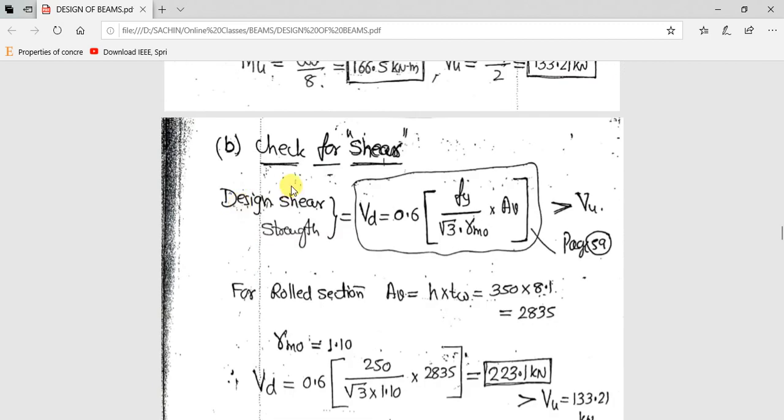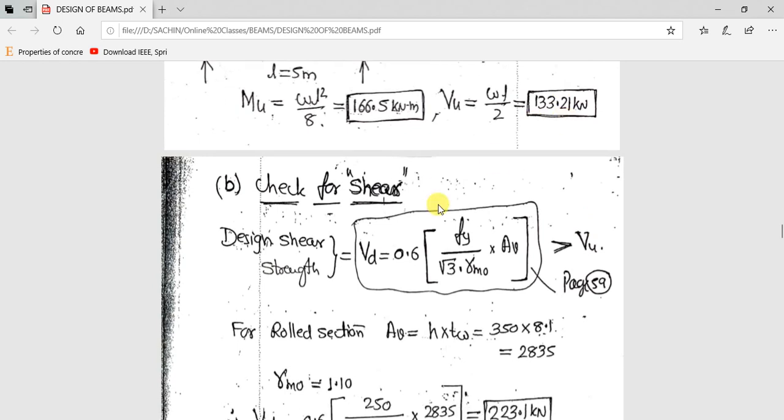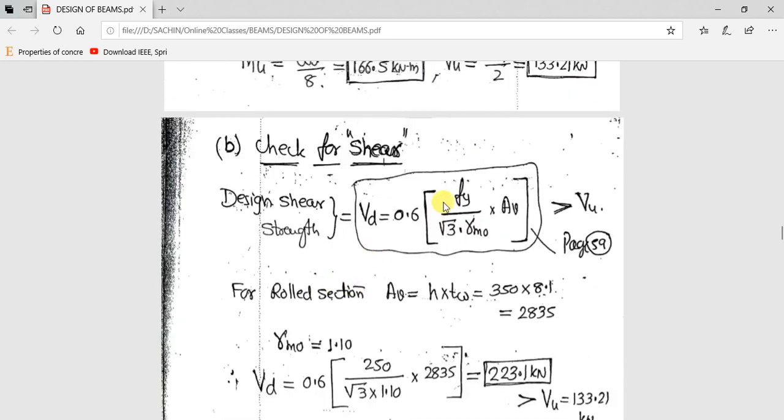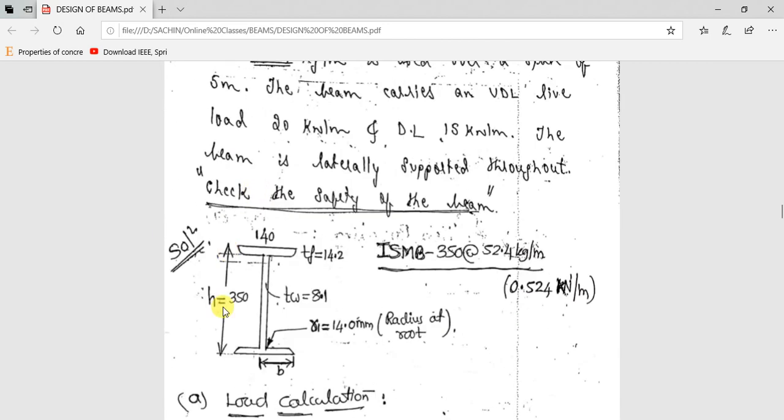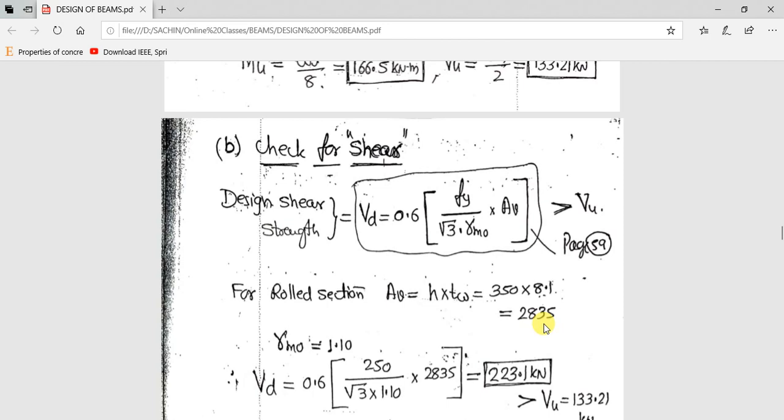So starting with the first check, we will be checking for shear. This formula is given on page 15 of your codebook. The design shear strength should be greater than the shear force acting, that is 133.21. For rolled steel sections, Fy is 250 here, gamma m0 is 1.10. You have to calculate AV, the shear area, as nothing but the overall height of the section times the thickness of the web. The overall height of the section is 350 and the thickness of the web is 8.1. So the shear area will be equal to 2835 mm square.